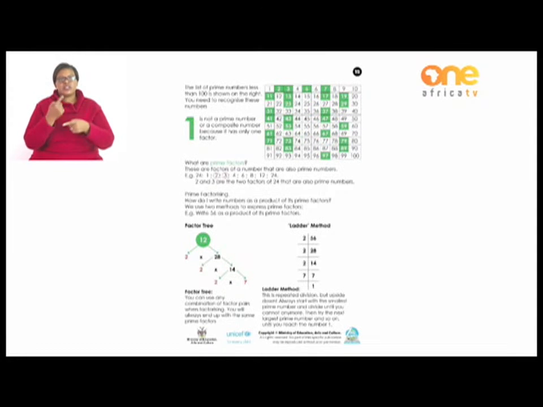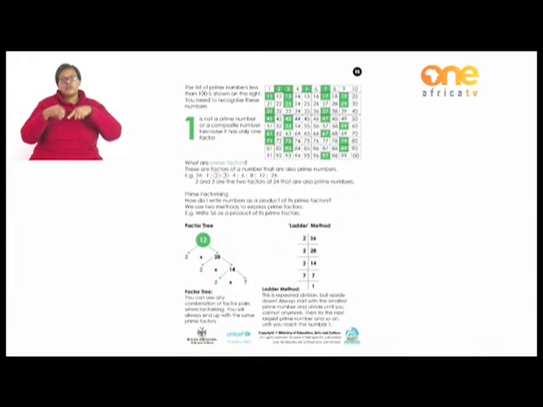What are prime factors? These are factors of a number that are also prime numbers. We are given an example of 24. The factors of 24 are 1, 2, 3, 4, 6, 8, 12, and 24. But the prime factors are only 2 and 3. Prime factorizing.